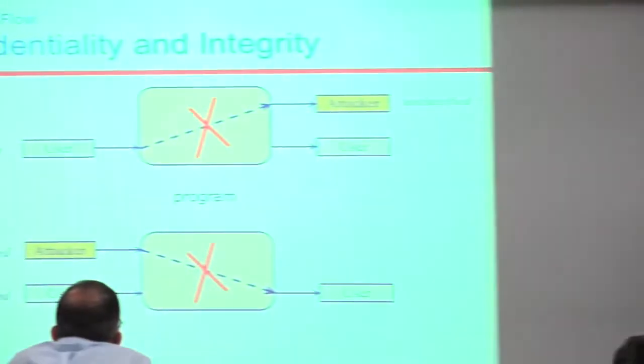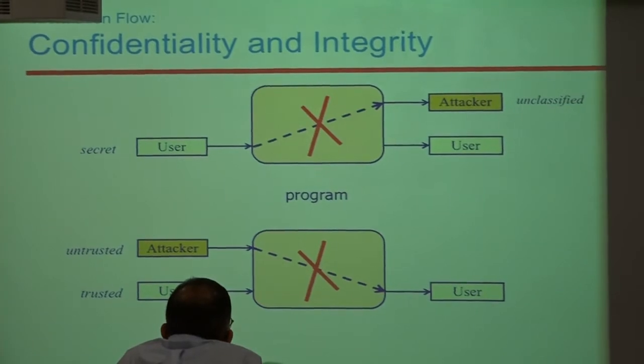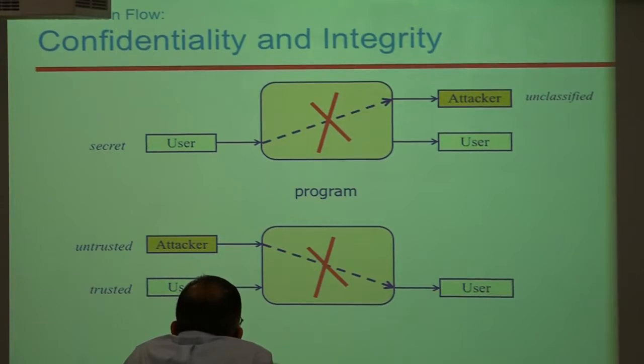So the picture here for confidentiality is a user labeled secret is not allowed to have information flow to an attacker who has labeled unclassified. That's what confidentiality rules out. And if you quantify it, then what you want to know is how many bits are flowing. And the integrity case is the attacker's not allowed to submit inputs that affect the user. That would violate integrity. And to quantify it, we would know how many bits of corruption.